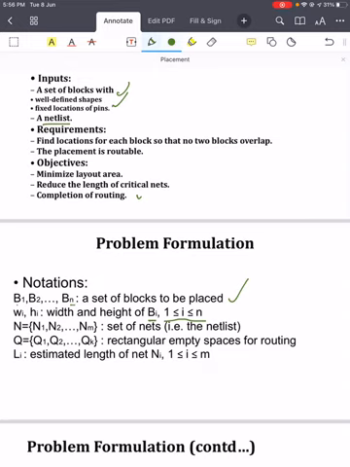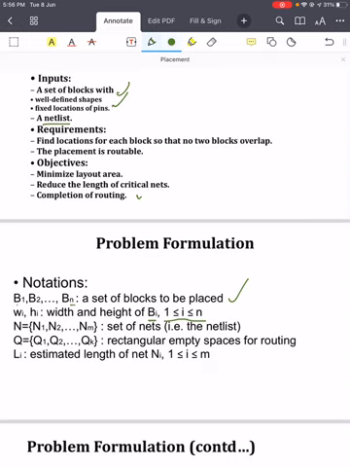One set is the set of nets, that is a net list N1, N2 up to Nm. Suppose a total of m nets are there in your design, and there is a total of n blocks, B1 to Bn. These nets could be either a multi-pin net or a two-pin net. Okay, it could be a multi-terminal net or a two-terminal net.